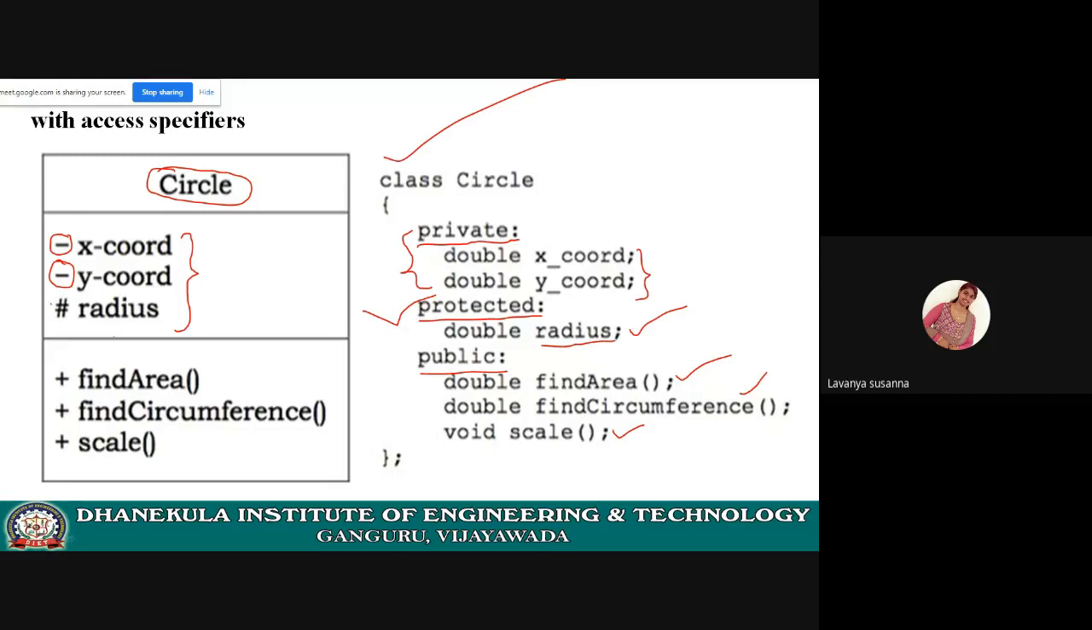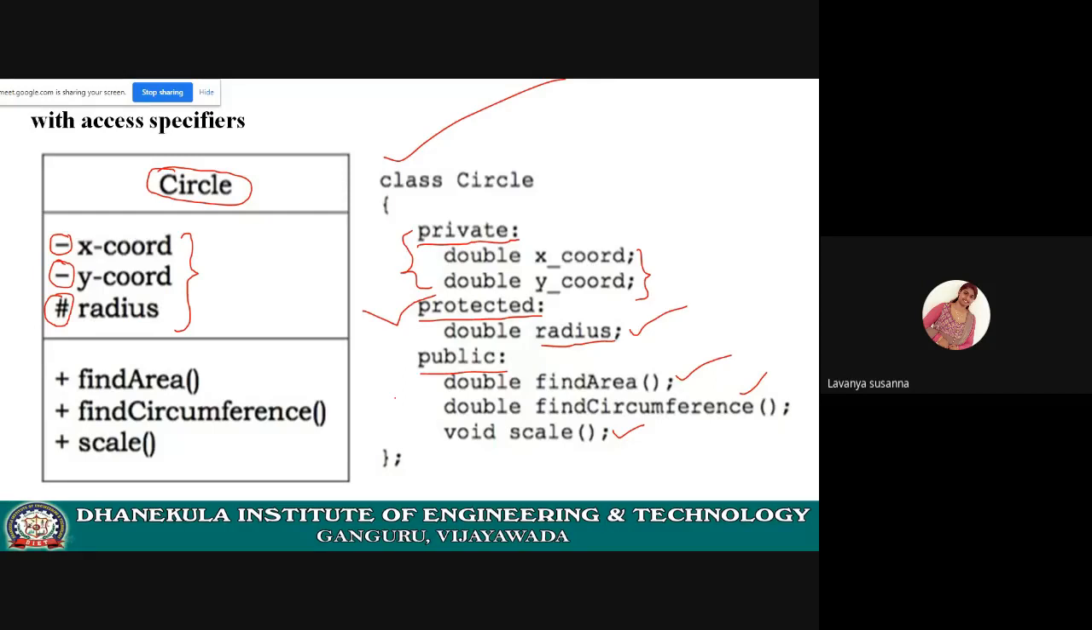That means the hash symbol represents protected. Radius is protected, and x coordinate, y coordinate are private. As the private members cannot be accessed outside the class, right? Radius can be accessed in subclasses, right?